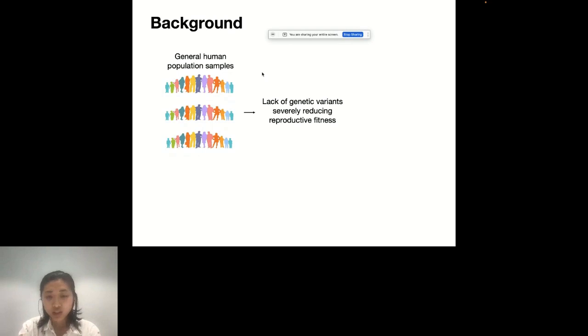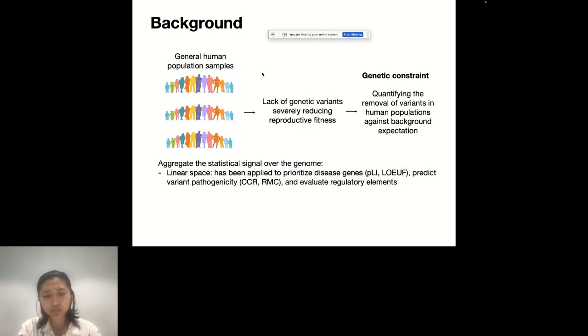Since they are under negative selection, we will assume this type of variants will occur less often compared with functionally neutral variants. Thus, we can quantify this removal of variants in our population against background expectation. And this is defined as genetic constraint. This concept has been applied to prioritize disease genes, predict variant specificity, and evaluate important regulatory elements.